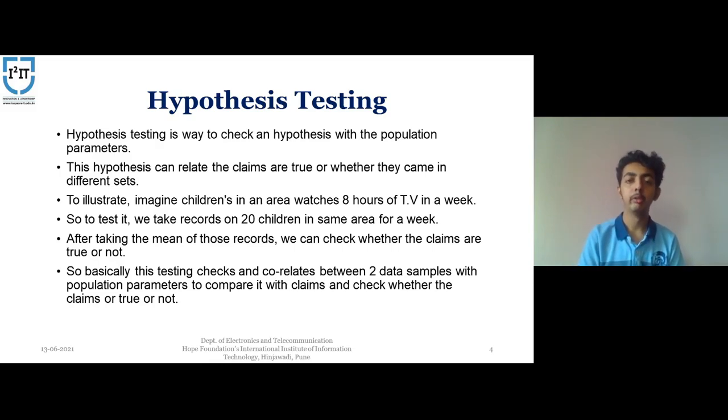If they are equal, then the hypothesis is correct, and if they are not, then it may come out different. For example, they may watch approximately 10 hours in a week. So basically, this testing records two different data samples and then compares them. If they are equal, then the hypothesis is checked as correct. If they are not, then it is not.